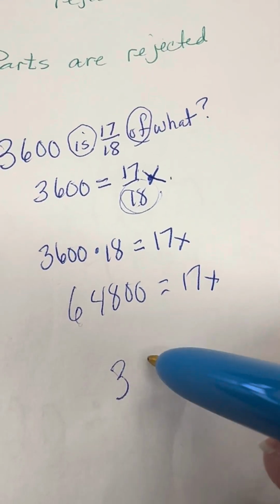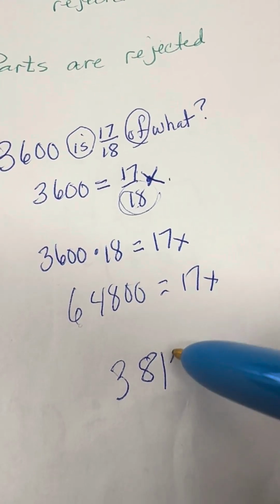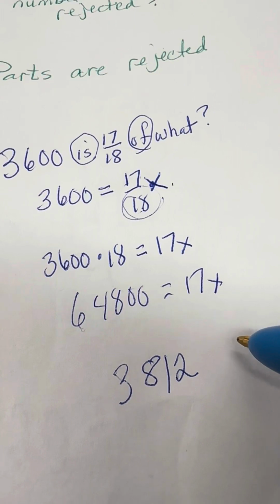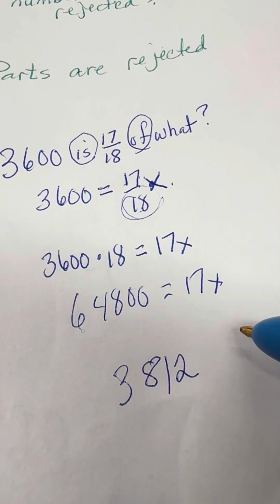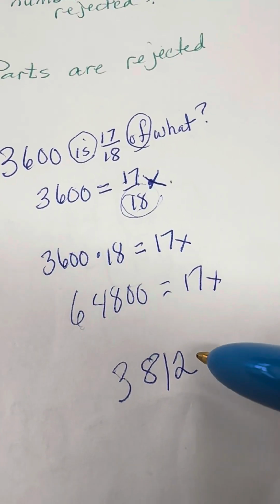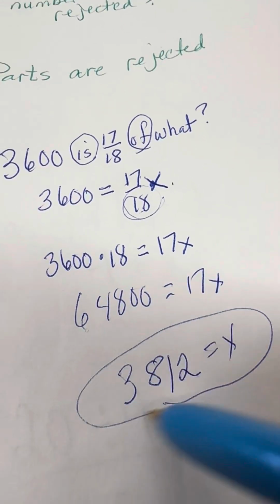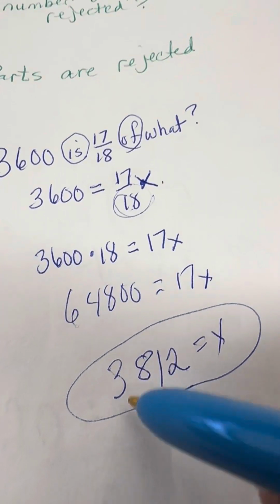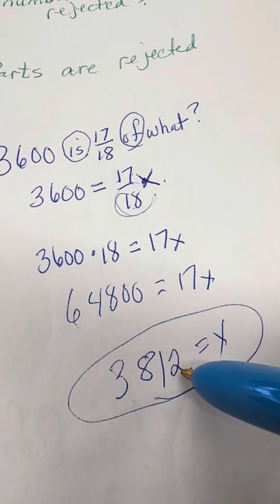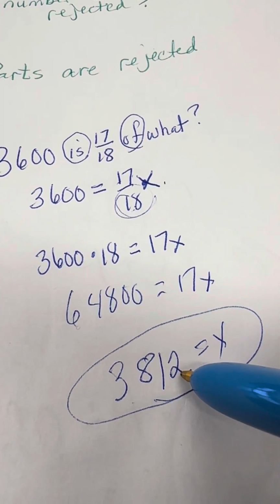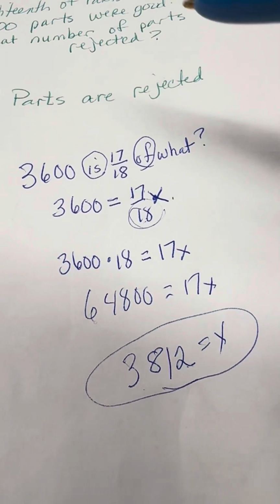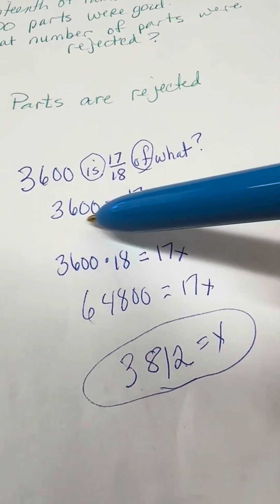So we have 3,812. It actually came out to a decimal of 3,811.76 something. So even whole parts, we would say that there were a total of 3,812 parts. And the ones that were good were 3,600.